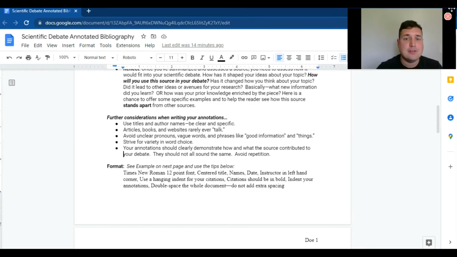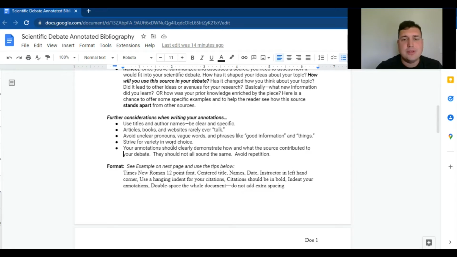Use title and author names, be clear and specific. In that, I would remind them we're using last names, not first, when referring to the author. Articles, books, and websites don't talk; something is discussed in the article or website. The article doesn't say it. It doesn't talk, right? Avoid unclear pronouns, vague words, and phrases like good information and things. Strive for variety in word choice.